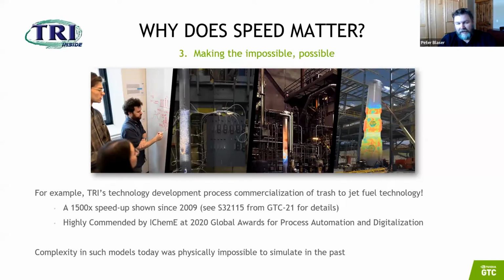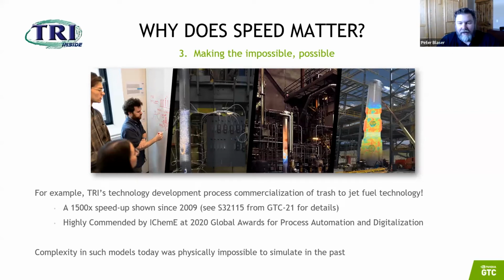And the third sort of case of what we're seeing is as we're making these more complex models, we're finding it's possible to run simulations that were physically impossible to run in the past. Let me give you an example. This is from a company called TRI. We've published this elsewhere. They developed and commercialized a trash to jet fuel technology.